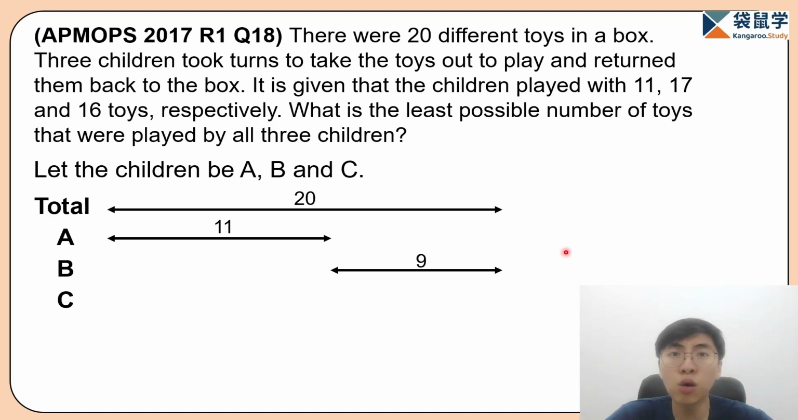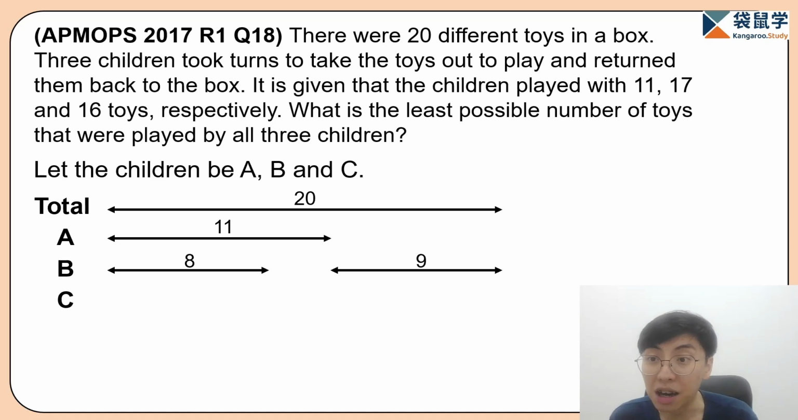Oh, but how many toys does B need to play with? The answer is he needs to play with 17 of them. 17 toys. Since there's 9 of it here, he has to play with another 8 more. Where should I place the 8? Of course, starting from the left again. Here.